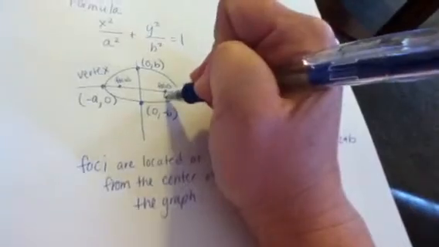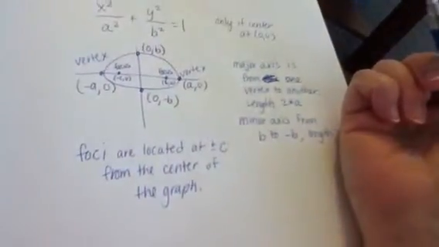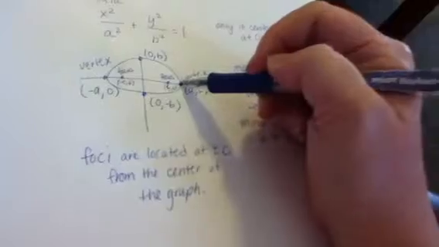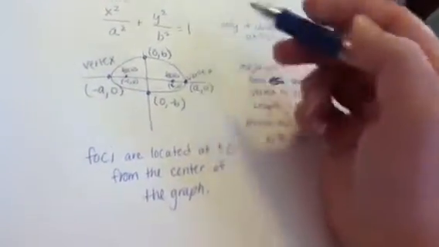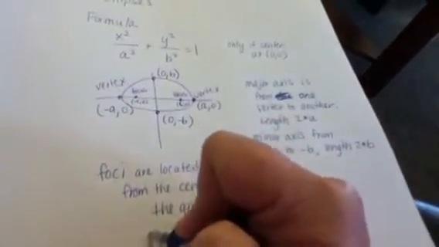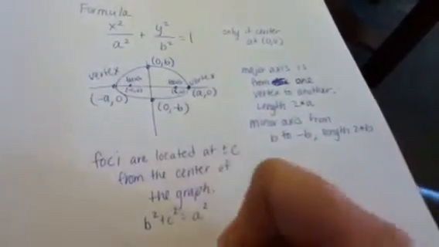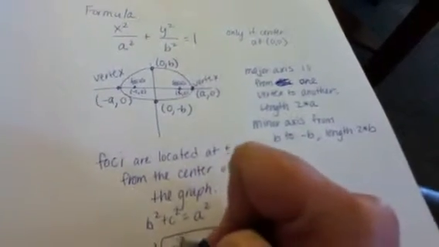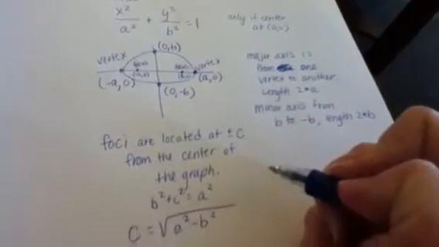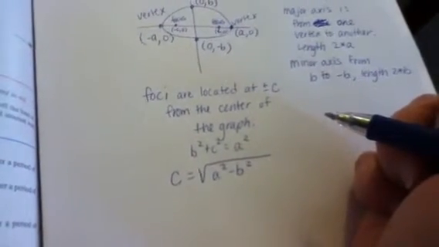If this point is at c, 0, this point's at negative c, 0, would c be the longest side in this situation? Of course not. a is going to be the longest, and b and c are always going to be shorter than a for an ellipse. So b squared plus c squared equals a squared. Therefore, if we want to find c, what we do is a squared minus b squared, and then square root that. And that will give us the location of c, or our foci, for the problem, if we need to know those.